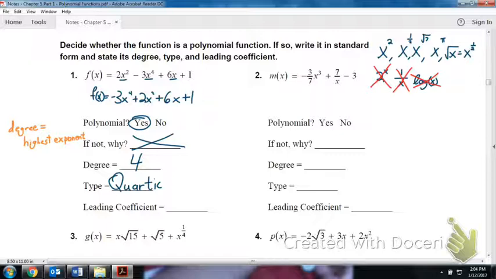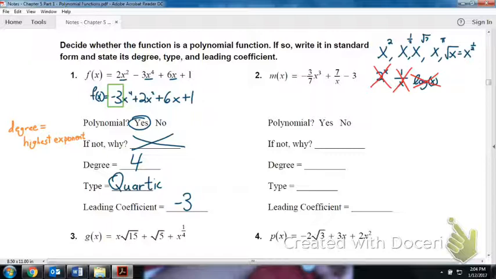Last but not least, the leading coefficient. That is basically what is the coefficient in front of the highest exponent? So, in this case, it is negative 3/4. Okay? And that leading coefficient actually tells you a lot about the graph. It tells you which way it's opening. Is it opening up? Is it opening down? It talks about end behavior, which we'll talk about later on.